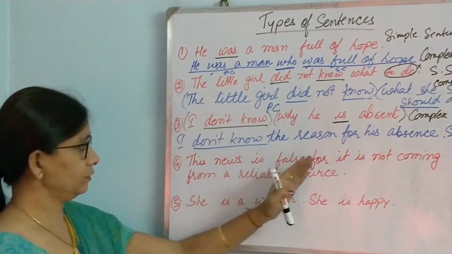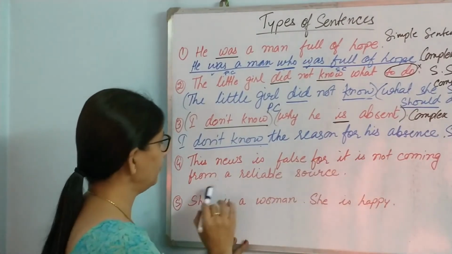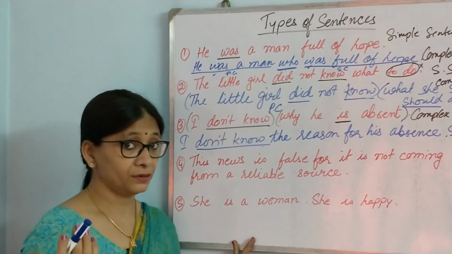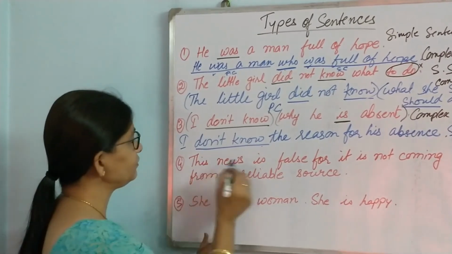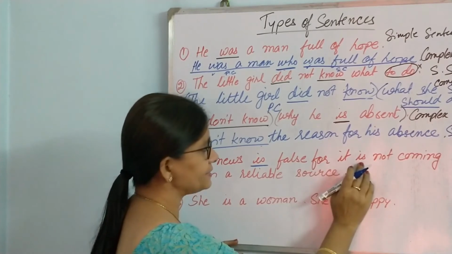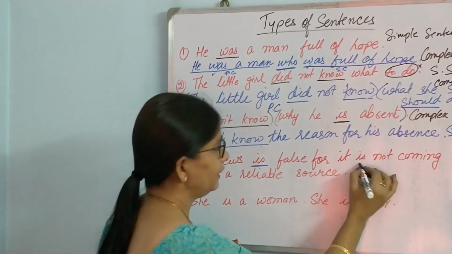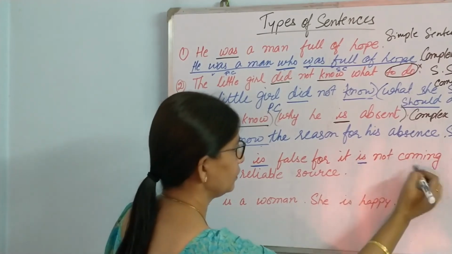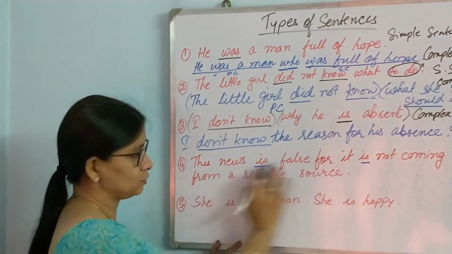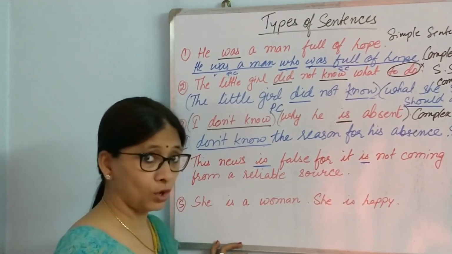Now, look at this sentence, very big. This news is false, for it is not coming from a reliable source. Difficult, but let's try. "This news is false." Clearly, "is" is a verb. "For it is not coming": "is not" we can avoid, "is coming," okay, take or don't take, doesn't matter. Another verb. "From a reliable source": there is no verb here. So, two verbs, either complex or compound.